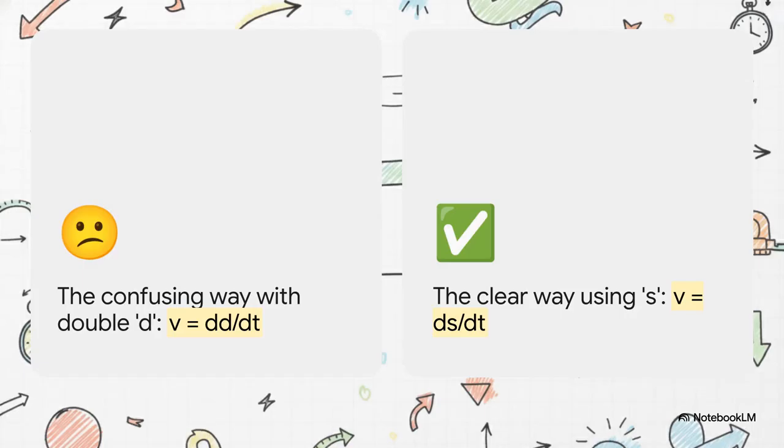What's really interesting about this is the sheer visual absurdity if we actually forced the letter d into this. The formula for velocity using calculus differentials would literally be written as v equals dd over dt. Imagine trying to solve complex equations with a double d floating around. Anyone would look at that and wonder, is that a typo, a single weird variable, or just a massive mistake? It's an absolute nightmare for clarity. But by using the s from spatium, the formula becomes v equals ds over dt. It's clean, it's crystal clear, and it completely saves us from calculus confusion.